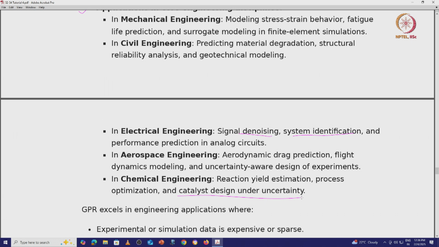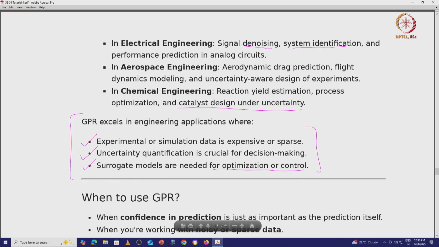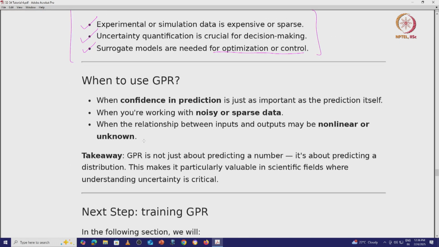So this uncertainty is where GPR really excels, right. Where experimental or simulation data is expensive or sparse, where you need uncertainty quantification for proper decision making, and where surrogate models are needed for optimization or control. These are all good use cases for Gaussian process regression models. So the takeaway is that when confidence in prediction is just as important as the prediction, you should use GPR.